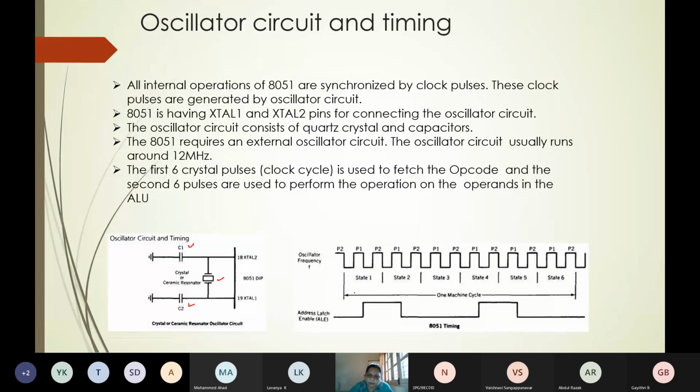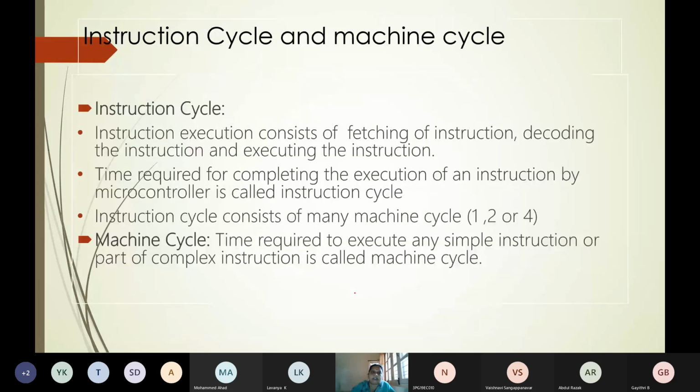The 8051 takes 12 clock pulses for one machine cycle. What is meant by a machine cycle? Whenever you are executing any instruction, the time required to execute that instruction may consist of one machine cycle, two machine cycles, or four machine cycles.